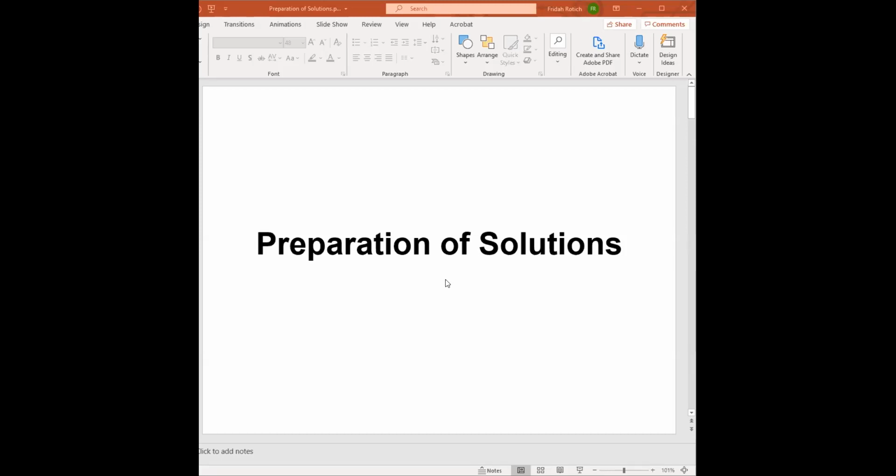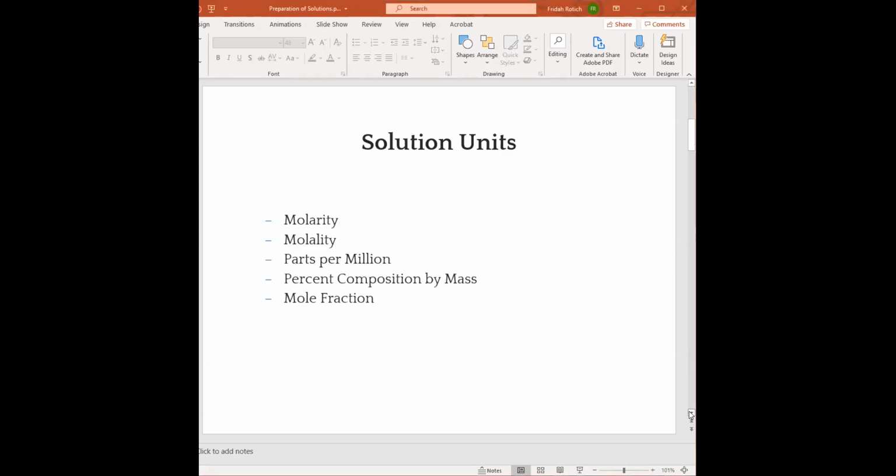So in your report sheet, you will be expected to calculate the amounts of materials that are needed to make solutions with specified concentrations. And in this, we are going to look at the various units of concentrations that are commonly used in chemistry. So molarity is an important one. We also have molality, we have parts per million, percent composition by mass, and mole fraction.